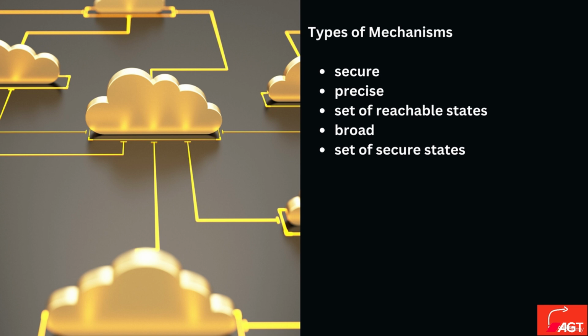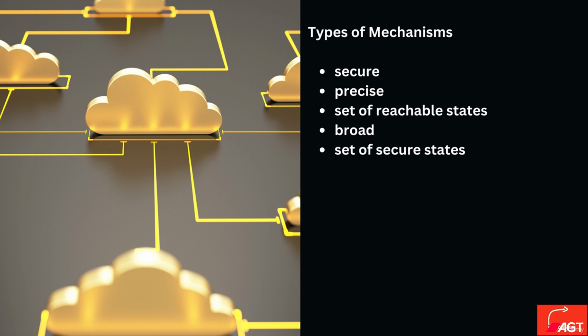Set of reachable states. By placing constraints on the system, mechanisms created based on the set of reachable states aim to reduce the number of states that an attacker can access. One way to reduce the number of users who have access to sensitive information is by using access control techniques. These defenses are frequently straightforward and efficient at thwarting attacks, but they could be less adaptable than other defenses.